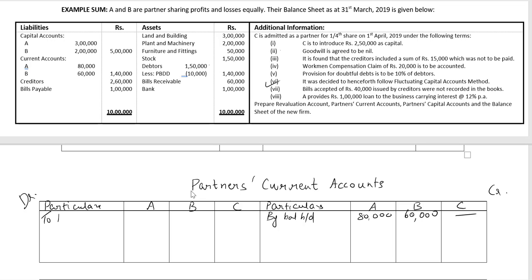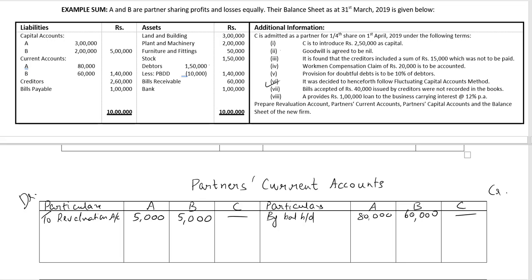Let's transfer the loss on revaluation to revaluation account. 5,000 loss for A, 5,000 loss for B. There are no reserves to be distributed, nor are there any accumulated profits or losses or fictitious assets. Goodwill is nil, so all the entries are done. We will transfer the balance to the partner's capital account.